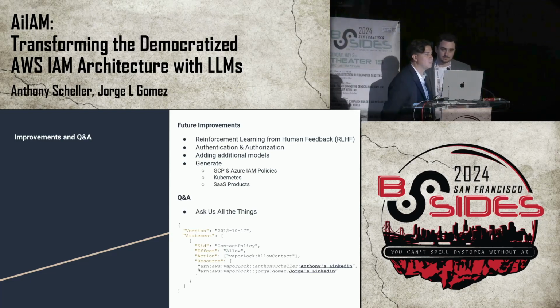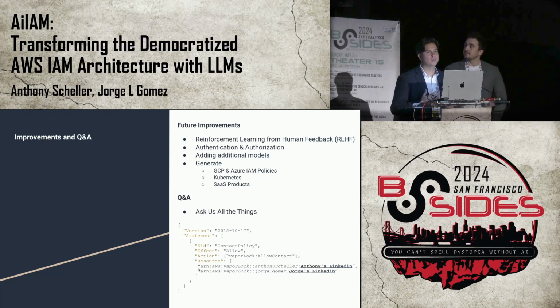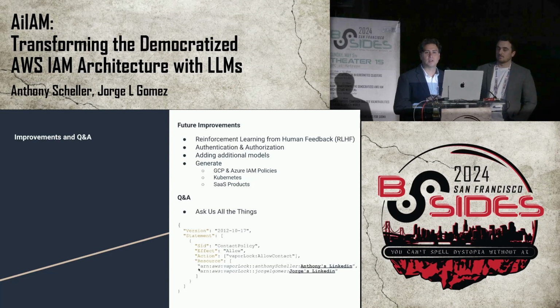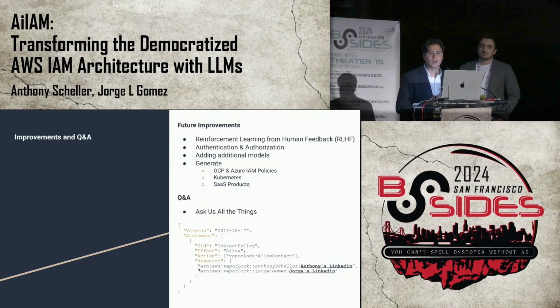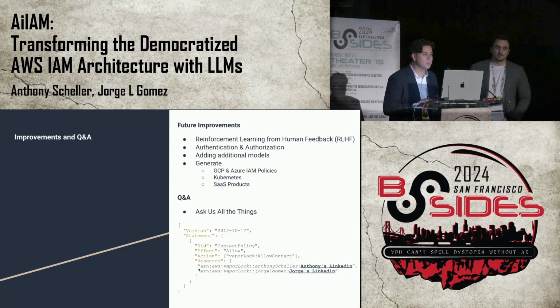And that's VaporLock. So I hope this was helpful to try to understand how you can use OpenAI and LLMs in general to solve security problems. In this case, trying to right size your IAM policy and get close to that nirvana of least privilege that we're all after. So we'll open it up for questions now.